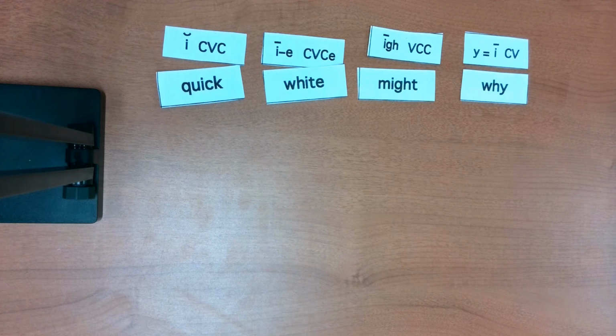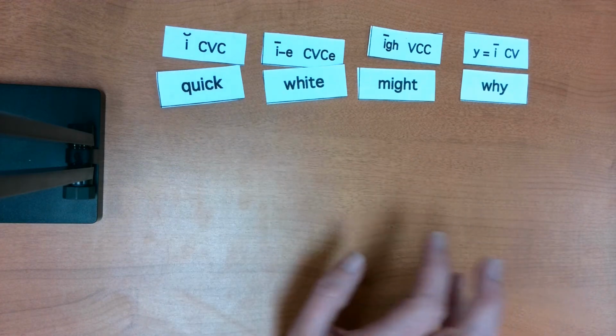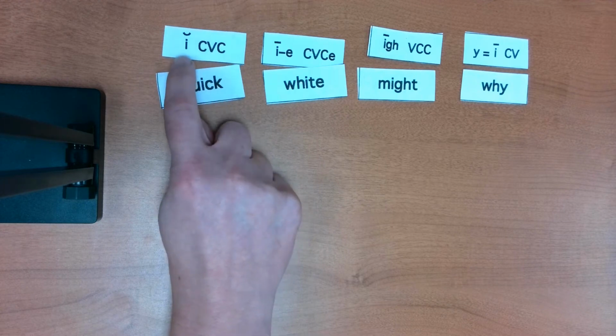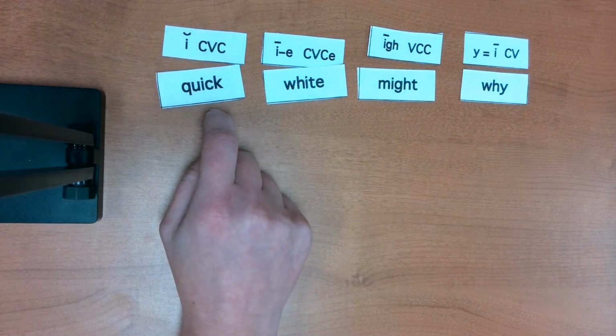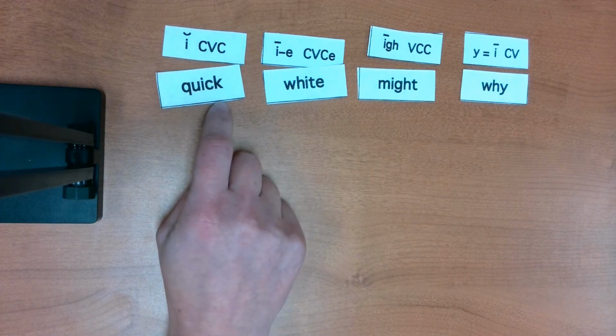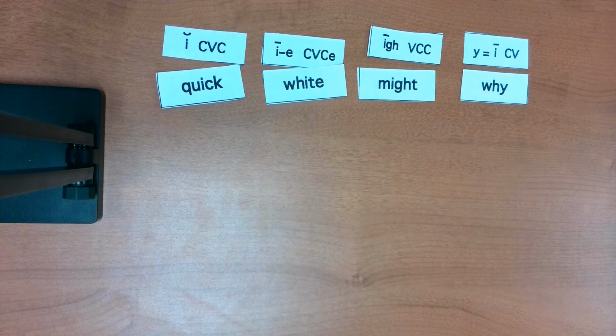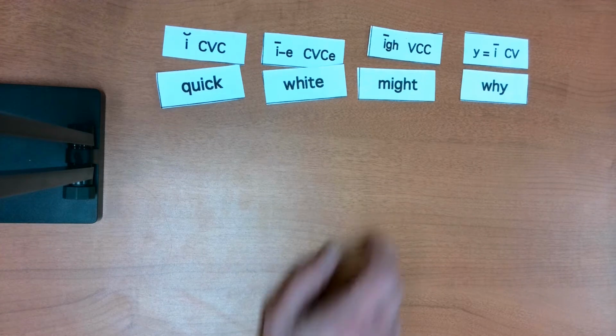Hi friends, today we're going to be taking a look at a couple of other sounds of I. Okay, so we've got a closed syllable I where the vowel sound is short, making the I sound like in quick. And we've got three different patterns where the I is going to be a long sound.